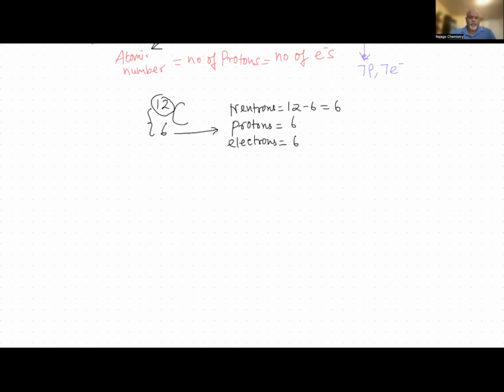If you take lead, the atomic number is 82 and the mass number is 207. Now you can see that the protons are 82 and electrons are 82, but the number of neutrons will be 207 minus 82. I have to calculate that right now. Using a calculator, 207 minus 82, I roughly have 125 neutrons here.